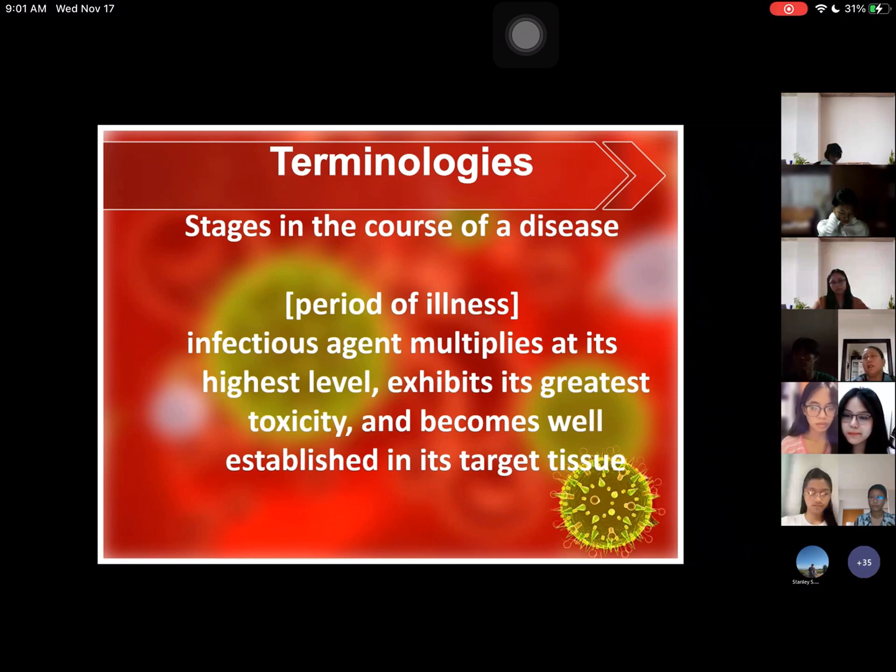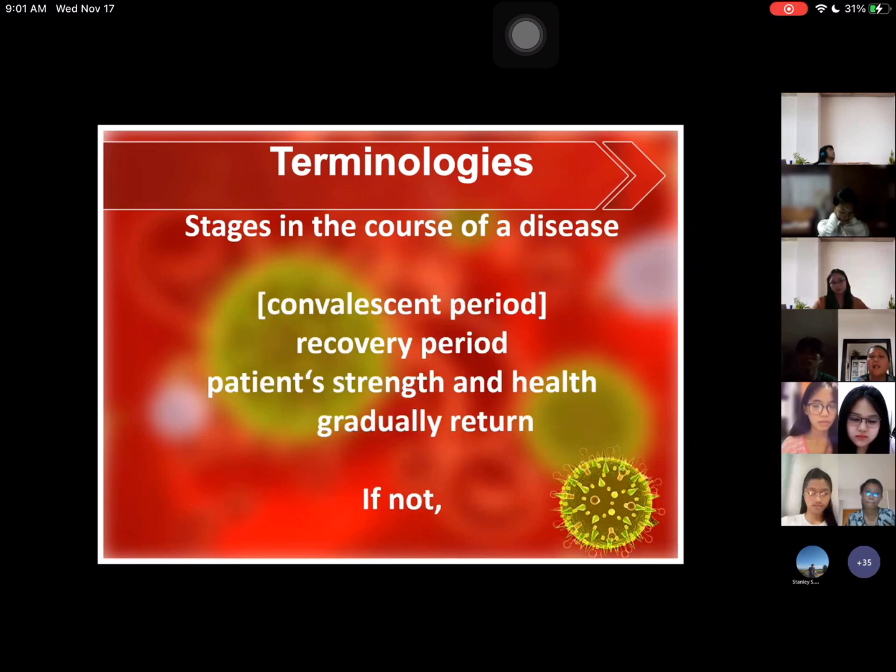You already felt that you have the cough, you have the phlegm already. And you have the running nose or whatever. Those are symptoms of the respiratory tract infection. So that is the period of illness. The last, or the fourth period or stage, will be the convalescent period.